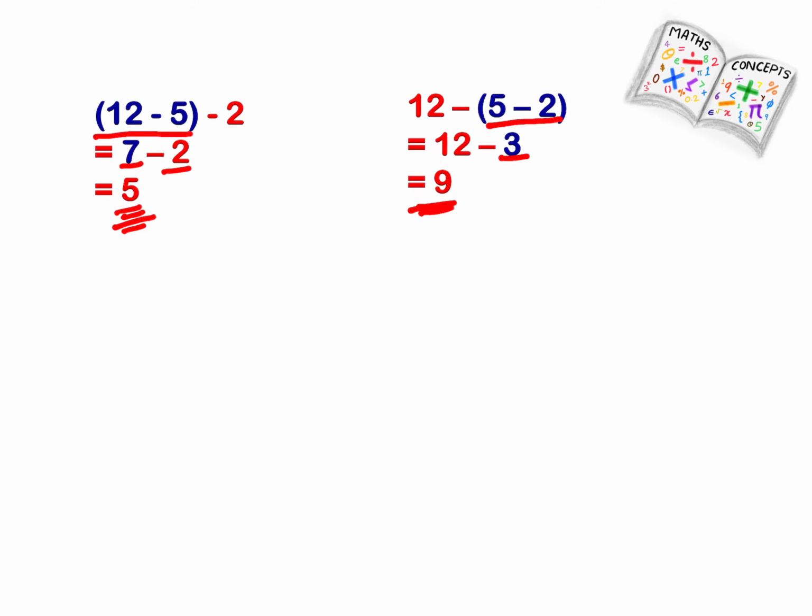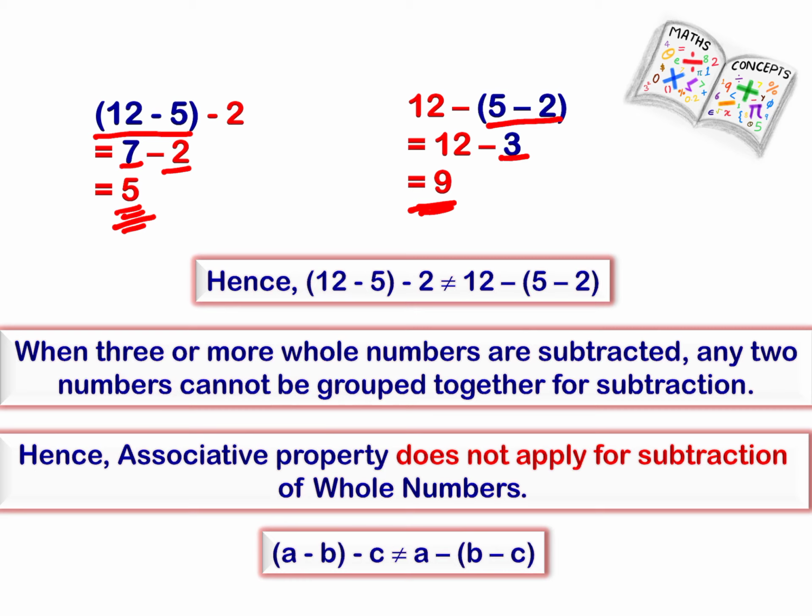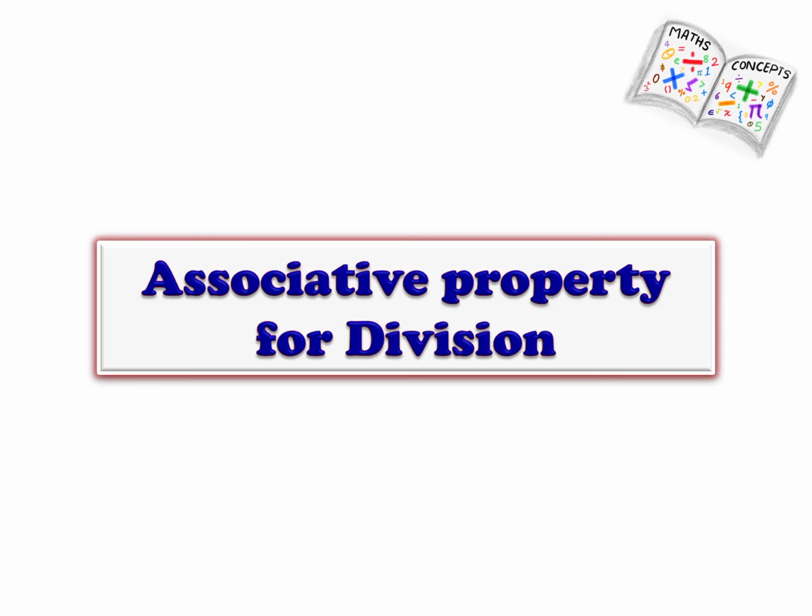Now in both these cases the answer is not the same, which means when 3 or more whole numbers are subtracted, any two numbers cannot be grouped together for subtraction. This means associative property does not apply for subtraction of whole numbers. It is false for subtraction of whole numbers. And as a generic rule, I can say that in bracket a minus b minus c is not equal to a minus in bracket b minus c. Now let's see it for division, associative property for division of whole numbers.